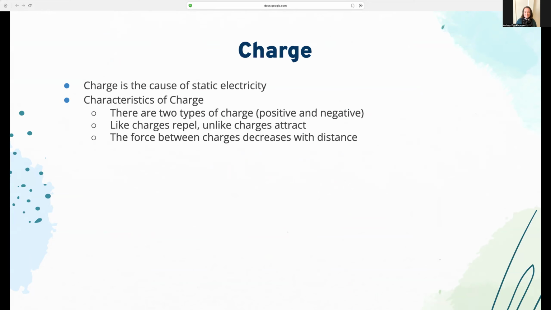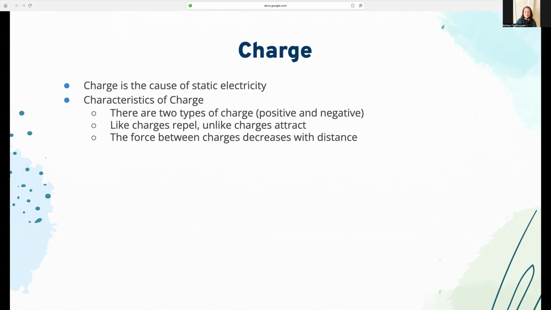Charge is the cause of static electricity. And the characteristics of charge are that there are two types of charge, positive and negative. And like charges repel each other. So two positives don't want to hang out. But unlike charges attract each other. So a positive and a negative, they're going to come together, but a positive and a positive, they're going to go off in different directions.